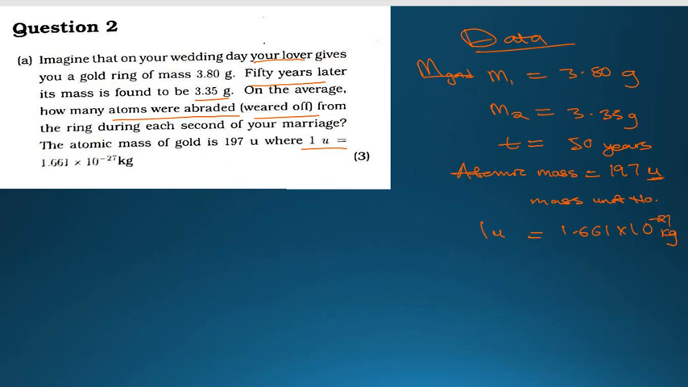Okay, so guys, follow the steps the same way I'm going to be doing them. So first, you know that there was a change in mass, so we're going to find the mass which was lost. This mass is going to be found by m1 minus m2. We are going to have 3.80 minus 3.35.